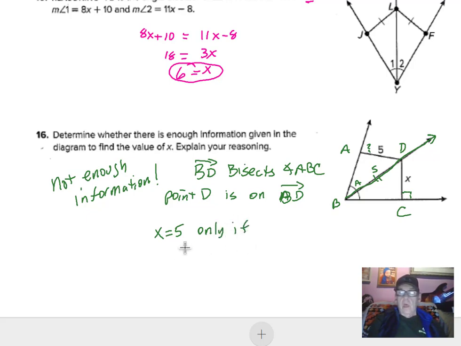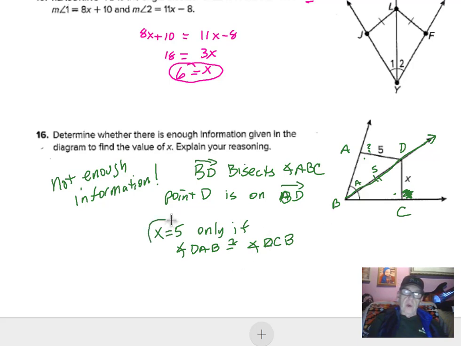only if angle DAB is congruent to angle DCB. So this ray BD is an angle bisector of angle ABC, but we don't know for sure that it actually bisects this angle here, because we don't know for sure that those angles are congruent to each other. That looks like it might be a right angle, but we don't know for sure. It's not marked as one, so we can't assume that it's so.